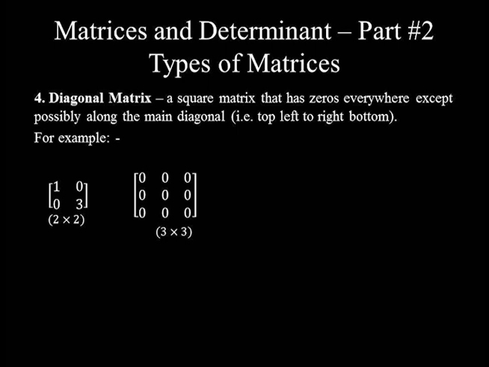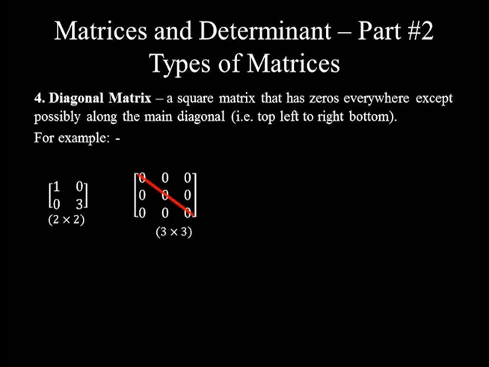Elements of the main diagonal are those connected by a line drawn from the top left 0 to the right bottom 0. For a matrix to be called a diagonal matrix, these main diagonal elements may or may not be equal to 0. In this case, all the three elements are zeros.